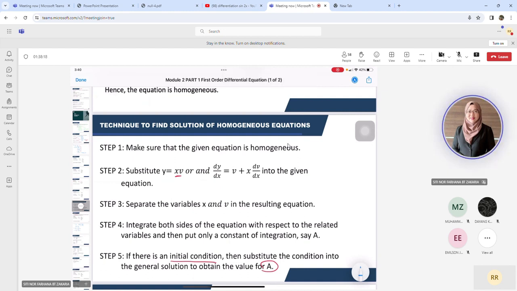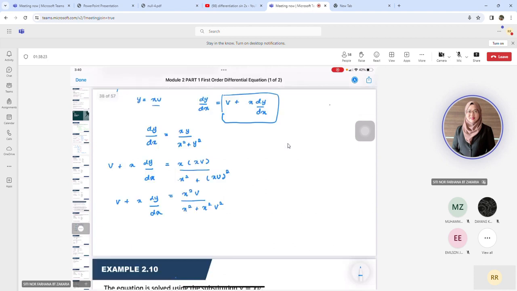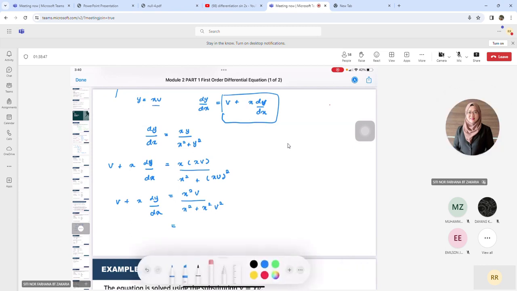And then you need to separate the variable of x and v from that equation, from here. So we need to separate it. How to separate? Need to rearrange lah. Okay. Sorry, this one is dv, I think. Not dy, dv, because our variable is not y anymore. So this one akan jadi dv. Ini pun akan jadi dv.